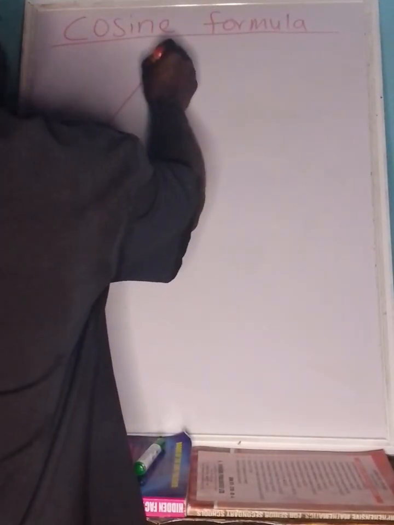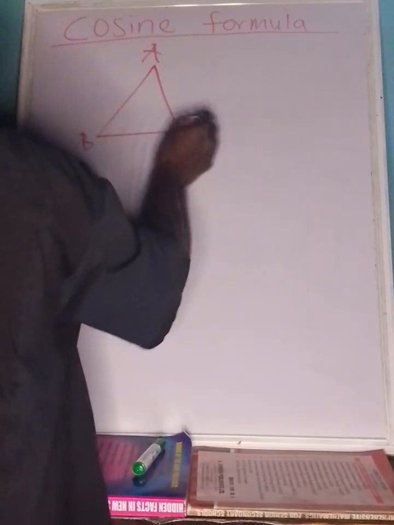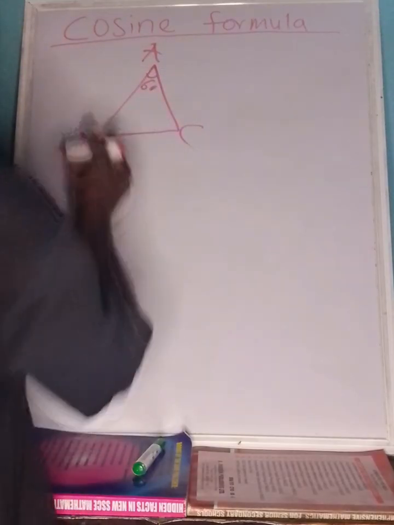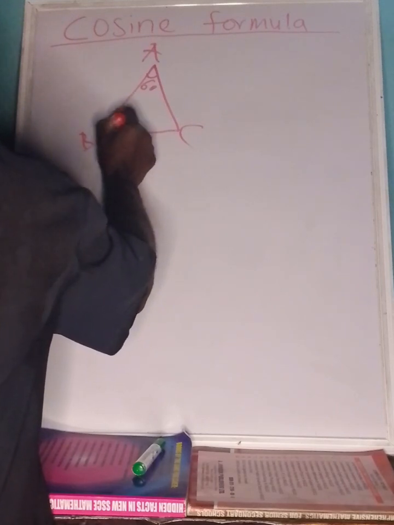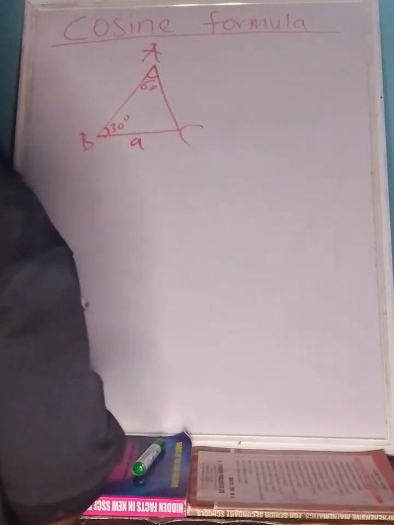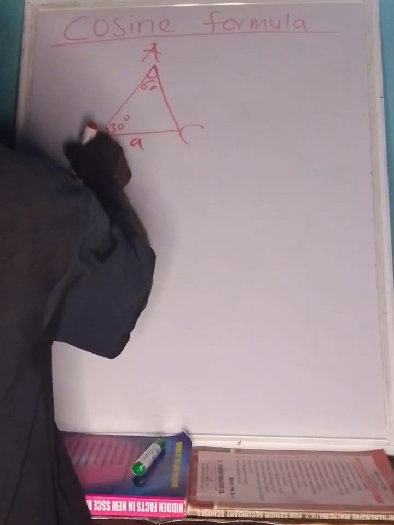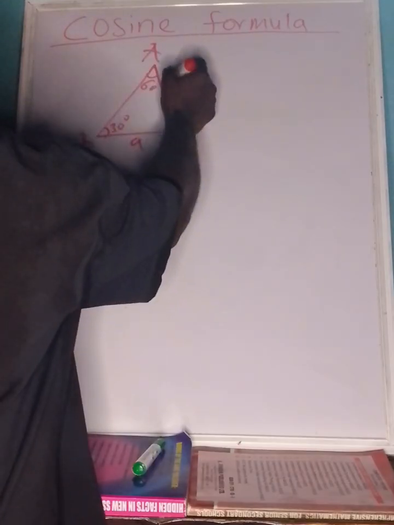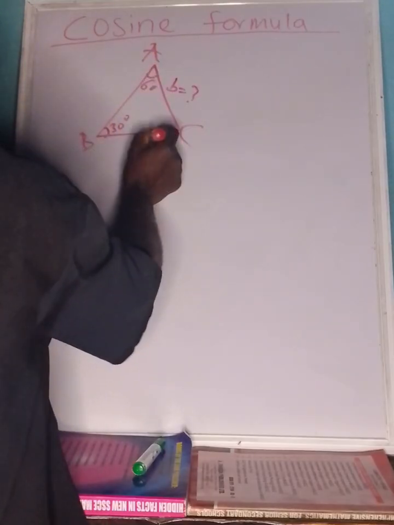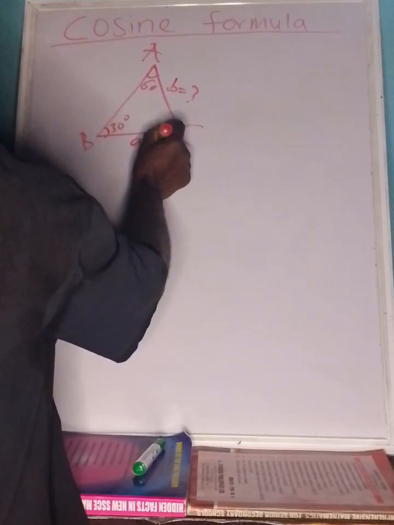Cases where you have a triangle like this, let's say A, B, and C. You understand? Let's say angle A is given to be 60 degrees as usual. Angle B, let's say for example, is given to be 30 degrees. Now, side C is not given, side A is not given. Now, if you look at angle B, side B is not given. Side A is not given either.